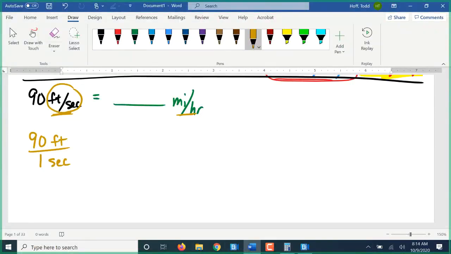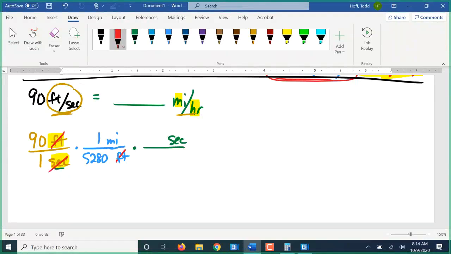Now here we have to convert the feet into miles and the seconds into hours. So it's going to require a couple of conversions. Let's do the feet first. I'll put feet on bottom since they're on top so that they will cancel out. And we know that 5,280 feet is equal to a mile. So now the feet have canceled out and we have miles per second. Well, we need to get rid of the seconds. Well, since the seconds are on bottom, we're going to put seconds on top here so that they'll cancel out.